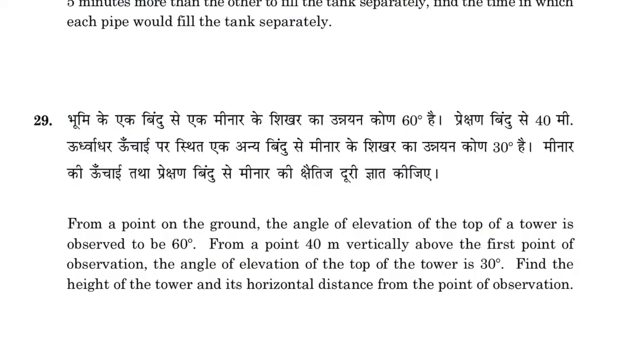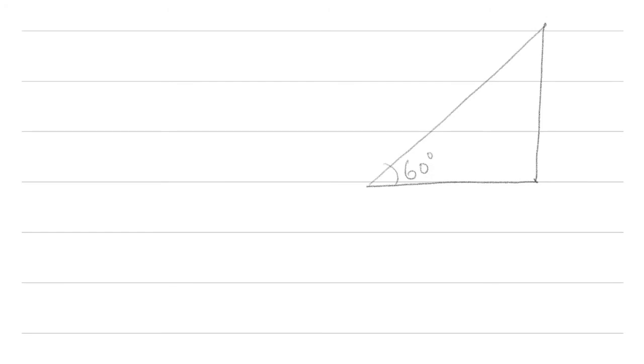Question number 29. This question says, from a point on the ground, the angle of elevation of the top of the tower. This is the tower and this is the angle of elevation, 60 degrees. From a point 40 meter vertically above the previous point, the angle of elevation of the top of the tower is 30 degrees. To find the height of the tower, so this be h and the horizontal distance between the point of observation and tower. So let this be D.